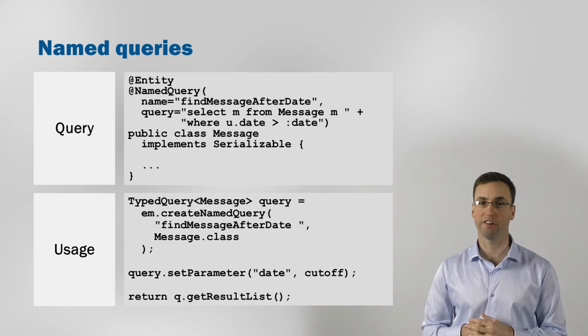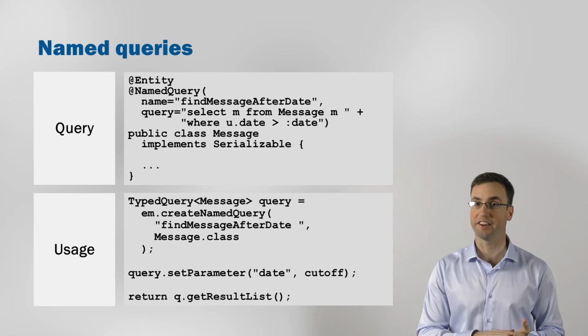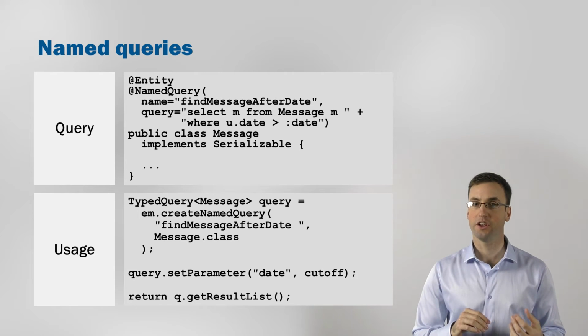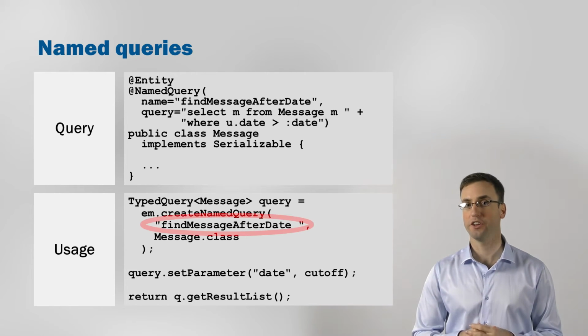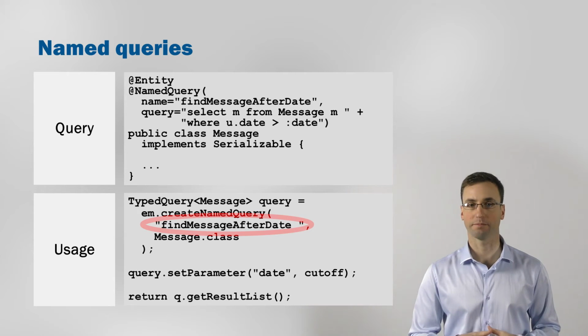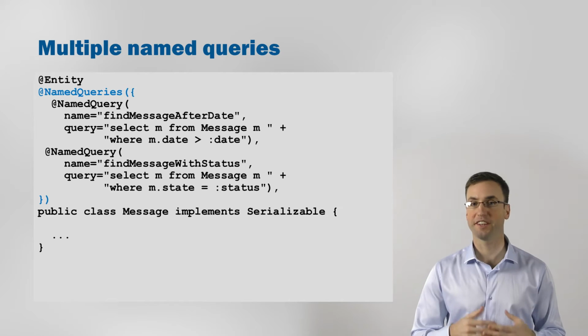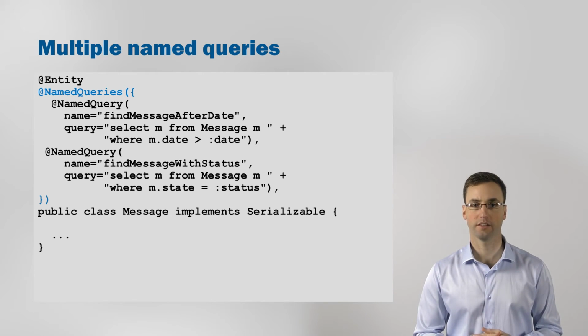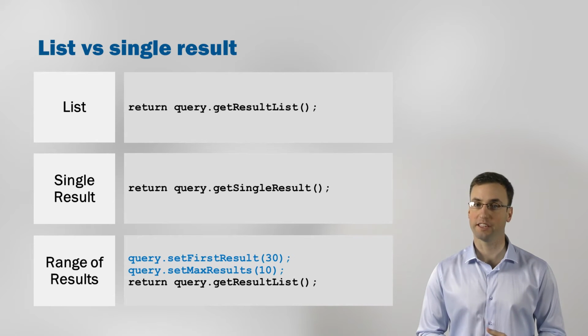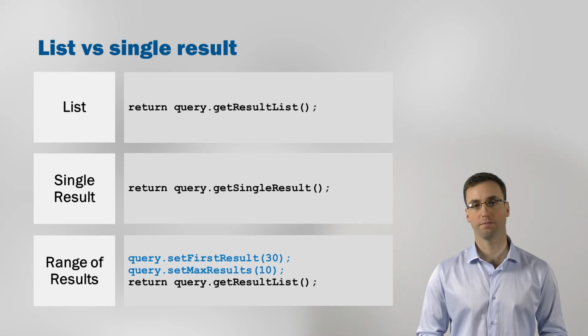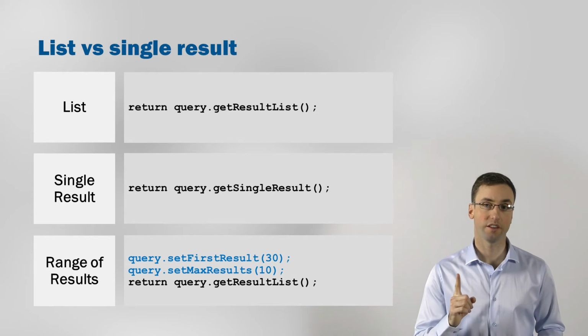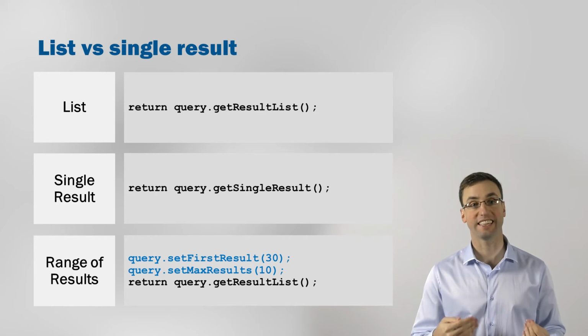And here's how you can declare a query using the named query and an annotation on your entities. When you need to query the database, you don't need to write JPQL code again, you just execute the query by name. If you want to declare more than one query, just use the named queries annotation to collect them all together. So far, I've used getResultList to get a list of all results. If you know there's only one result, then you can retrieve it directly using getSingleResult.